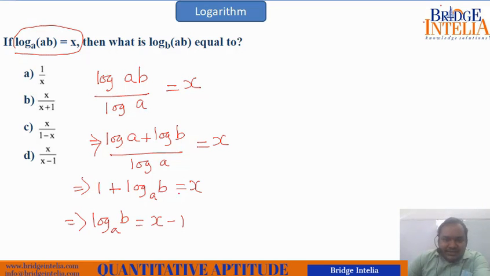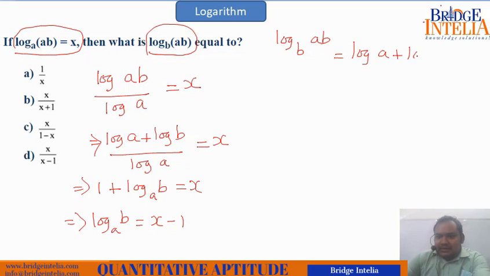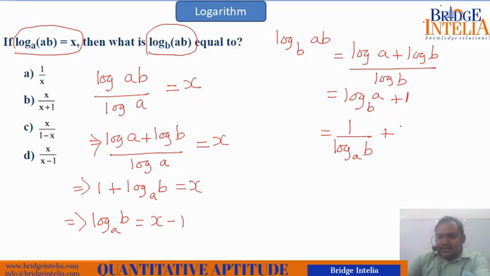But this is not what we are asked to find. We are asked to find something else. So let's see what we are actually asked to find. We are actually asked to find this. This can be written as log a plus log b whole divided by log b. So this is log a to the base b plus 1. If you take its reciprocal, this becomes 1 by log b to the base a plus 1. We know that this is equal to x minus 1.